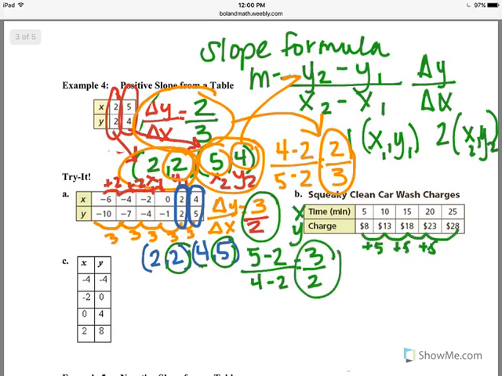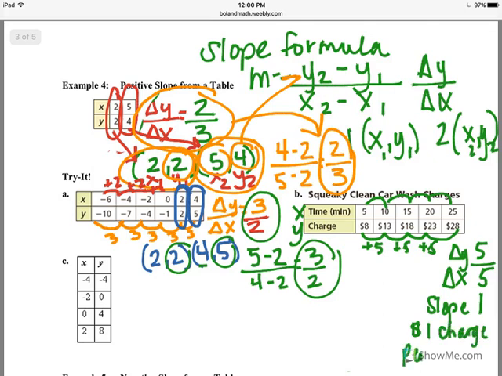So for B, X is always time, and then the Y is the charge. Each time it increases by 5 for the Y, so the change in Y is 5, and then we have to figure out the change in X. If you look, each time the time changes by plus 5 as well, so the slope for this is 5 over 5, which is 1. That just means that it's $1 charge extra per minute. So you're going to put $1 charge per minute.